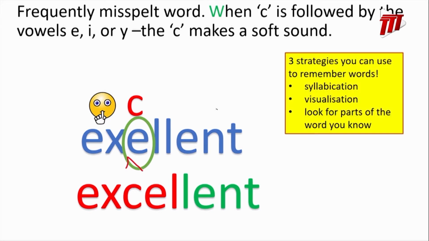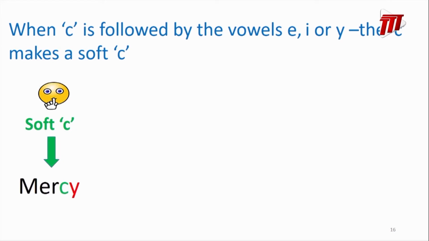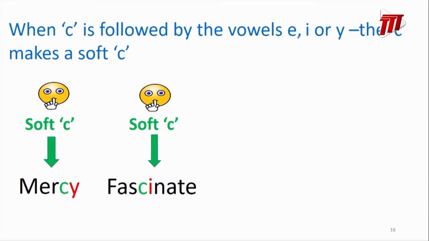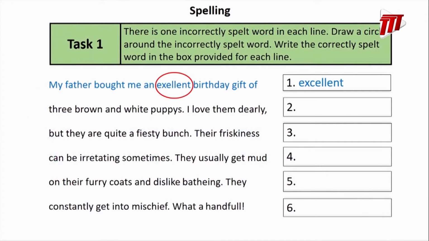Excellent, right? Here are some strategies to remember: syllabicate the word, visualize the word, and look for the parts of the word that you know. So remember, when C is followed by the vowels E, I, or Y, the C makes a soft sound. Let's look at this word. Mercy. It's followed by Y. So you have M-E-R-C-Y. Soft C again. Fascinate: F-A-S-C-I-N-A-T-E. Let's look at this one. Ascend: A-S-C-E-N-D. So we circle the word excellent and we write the correct spelling.